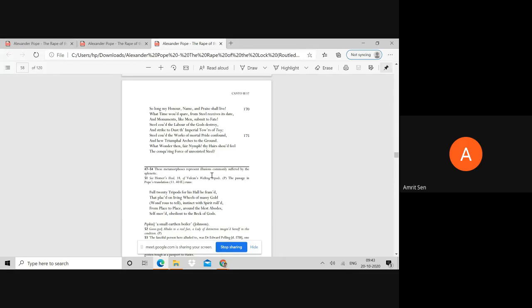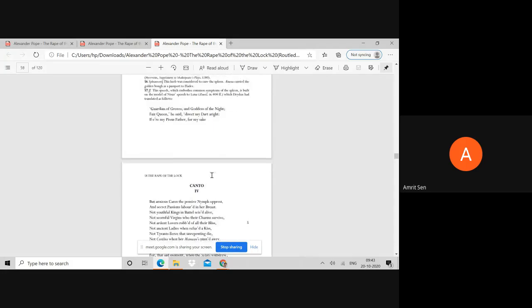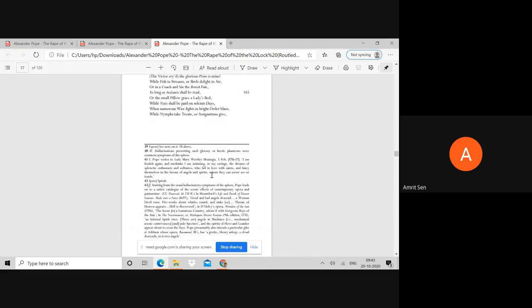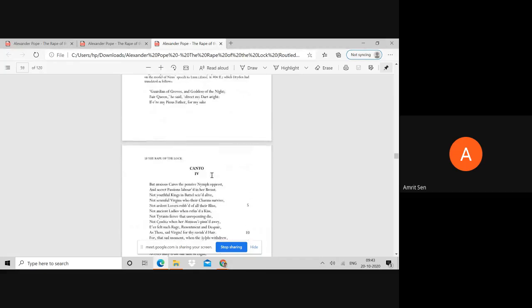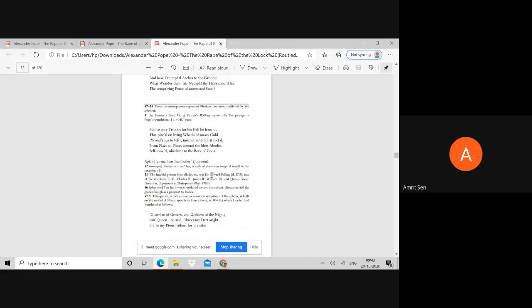What wonder then, fair nymph, thy hairs should feel the conquering force of unresisted steel. Now, the reference, of course, is to Catullus's poem.